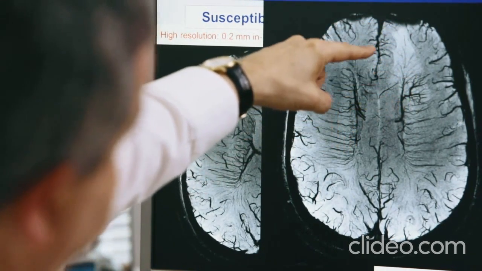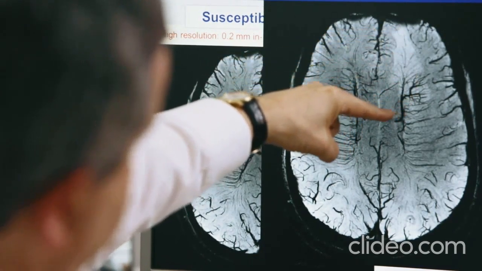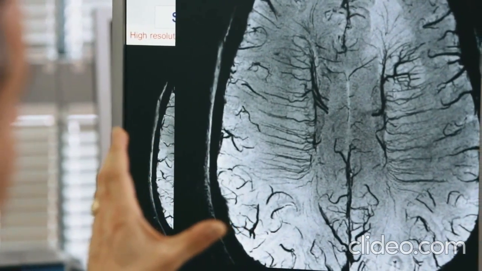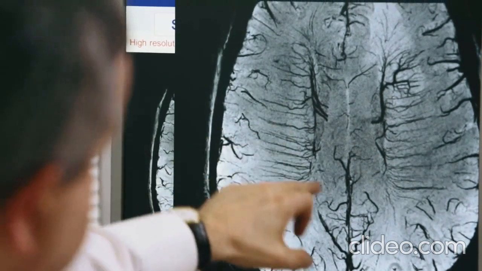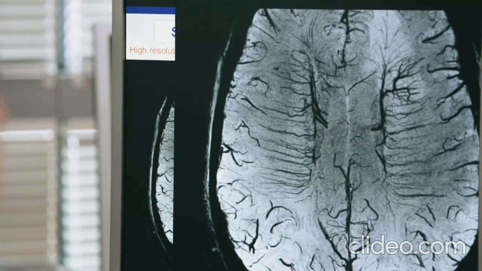We see a large malignant tumor. And when you compare the left side with the right side, you see that the vessel architecture changes because the tumor needs the nutrition by the vessels. And when we zoom in, we can even better see all the small vein details which are provided by this high-resolution SWI image.